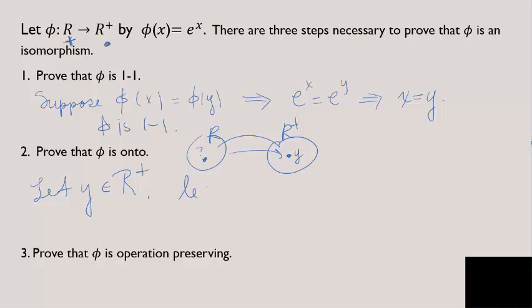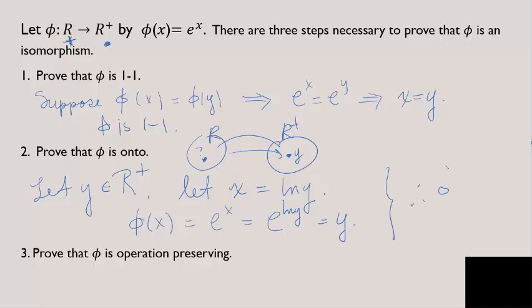You wouldn't even have to say, name it x. Let x then be the natural log of y. Then phi of x is equal to e to the x, which is equal to e to the natural log y, which is equal to y. Therefore, phi is onto.